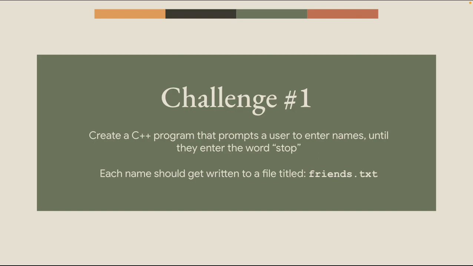So we prompt a user for names until they enter something that has a value of stop. Then we want to stop our program. But every time they enter a new name, we send that name to the output file. So now we're combining a whole bunch of concepts in one. Do we have any ideas though? Anything come to mind?